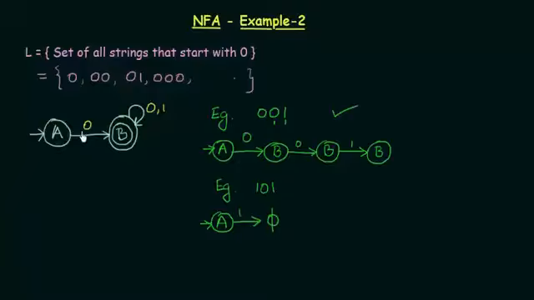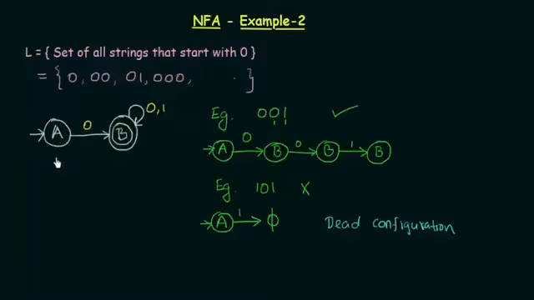This kind of configuration where a state does not go anywhere is known as a dead configuration. But in the case of a DFA, we did not have a dead configuration. If we leave a DFA like this, it is incomplete. We have to mention where A goes even if it gets input 1.